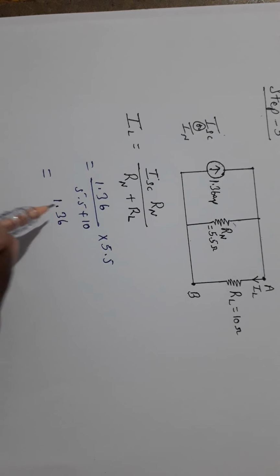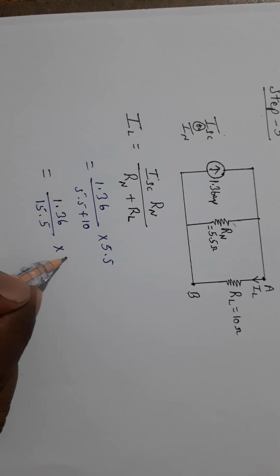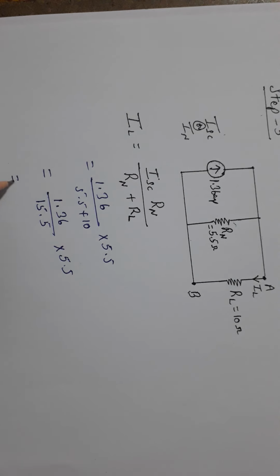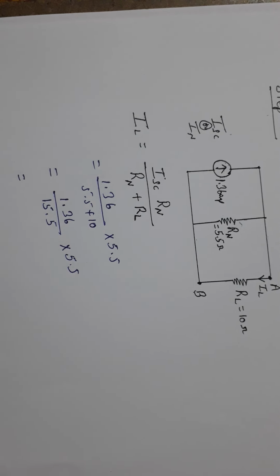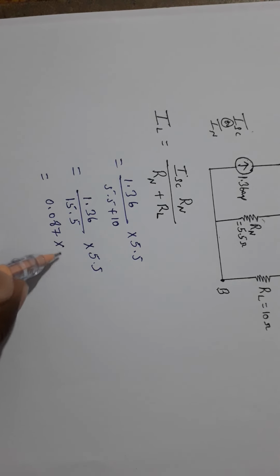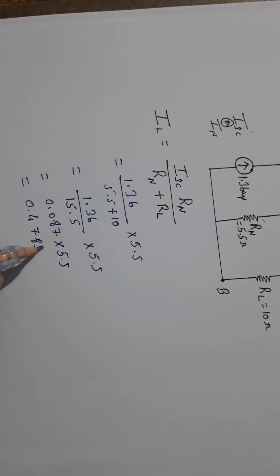Therefore, 1.36 divided by 5.5 plus 10, into 5.5, that equals 1.36 divided by 15.5 into 5.5, that equals 0.087 into 5.5, that equals 0.4785 amp.